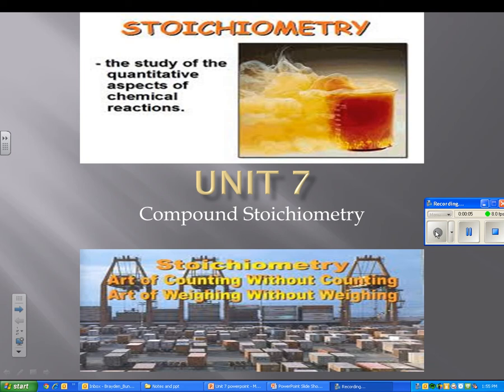We're kicking it off pretty hard. This is going to be covering something called compound stoichiometry. That's how you pronounce that big ugly word. We got two good definitions here. The top one, the study of the quantitative aspects of chemical reactions. Remember, quantitative, numbers. We're going to be dealing with a lot of numbers, a lot of math. The bottom one, stoichiometry, the art of counting without counting, the art of weighing without weighing. We're going to find masses. We're going to find number of atoms just by doing math. It's going to be pretty simple, but it takes a lot of practice.